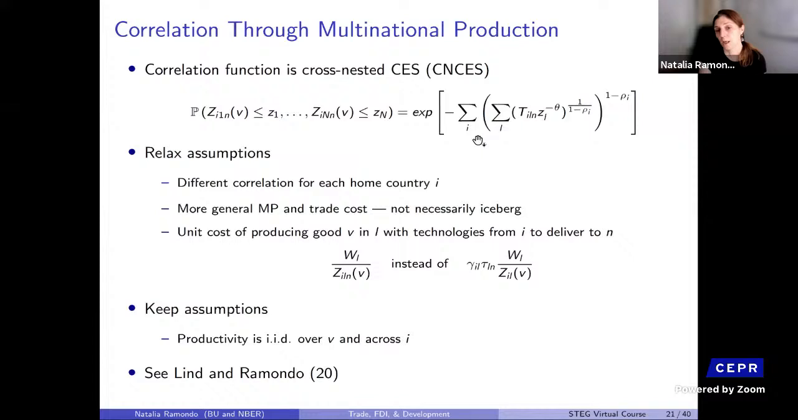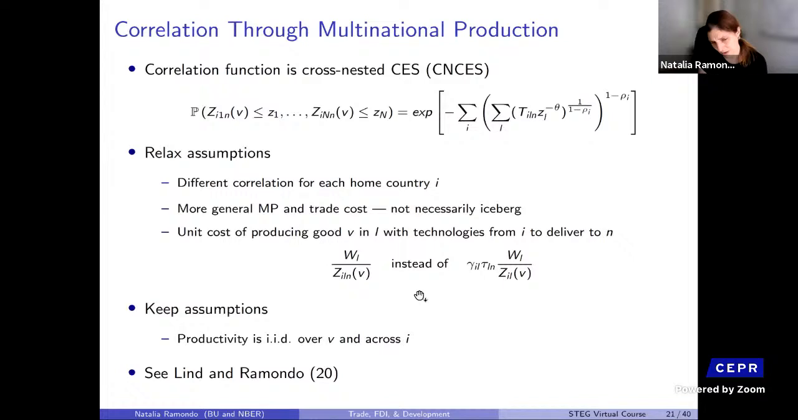So we aggregate over, we have this outer nest that tells us that each nest corresponds to a home country. So knowing the general properties of this G allows me to relax some assumptions. For instance, I can allow for this rho to be home country specific, so I put a subscript i there. Then I can have more general trade and MP costs. They don't have to be iceberg. They can be embedded in these T's.